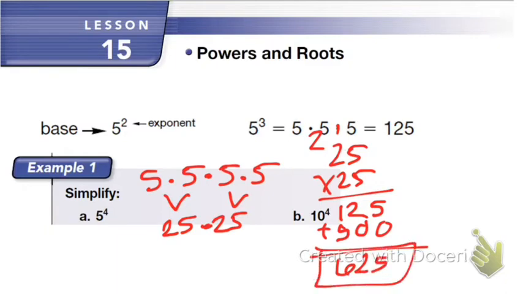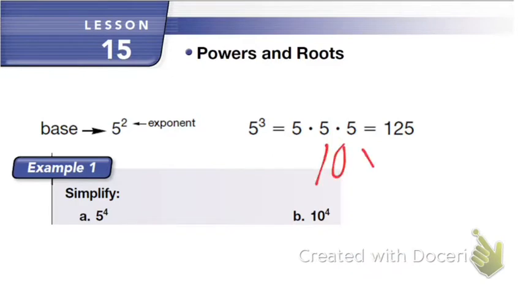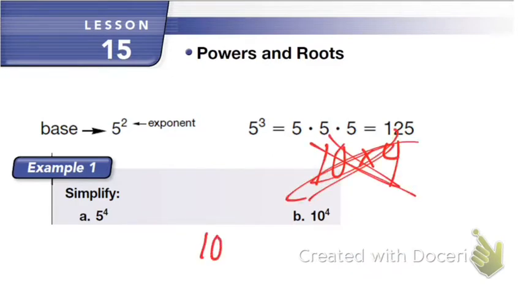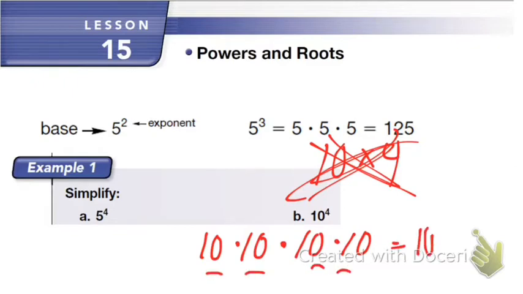Okay, letter B, 10 to the fourth power. Again, it does not mean 10 times 4. That is wrong. 10 to the fourth power means 10 times 10 times 10 times 10. The tens are easy because all we have to do is count the amount of zeros. 1, 2, 3, 4. So this would just be 10,000 since there's 4 zeros.